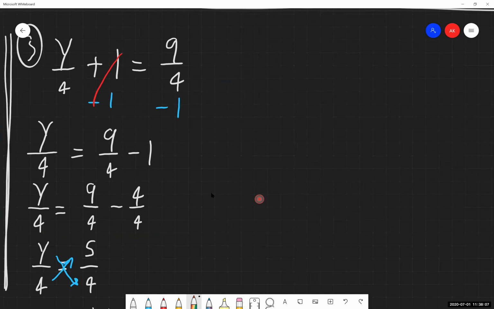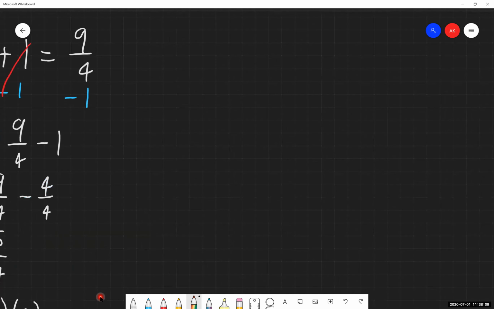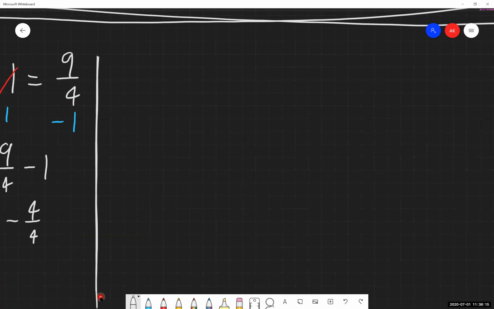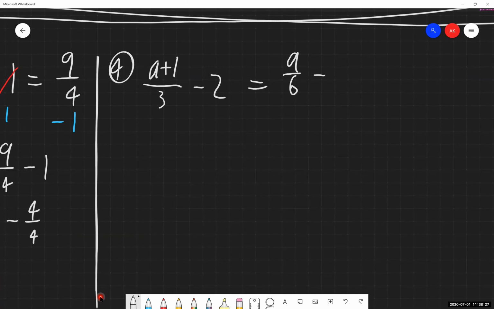Now let's go to our fourth example. We've got even more going on with this thing. So we have a plus 1 over 3 minus 2 is equal to a over 6 plus 1. Better a. It's not a 9. There we go.